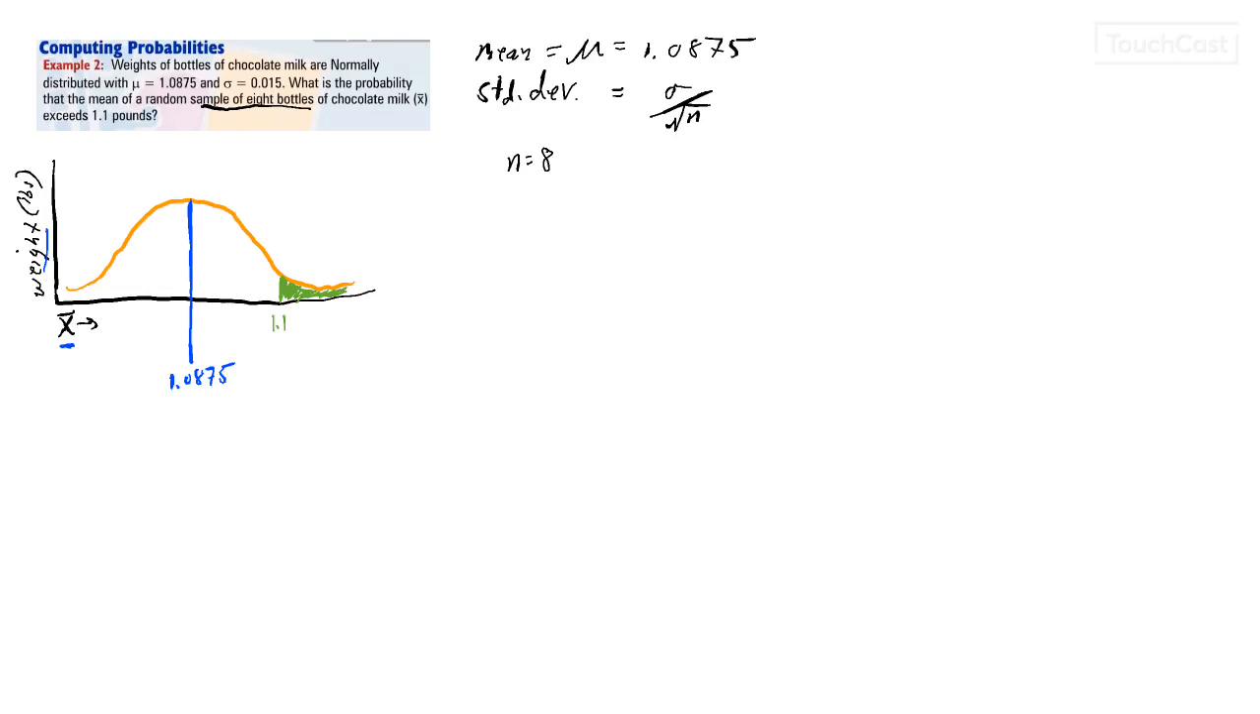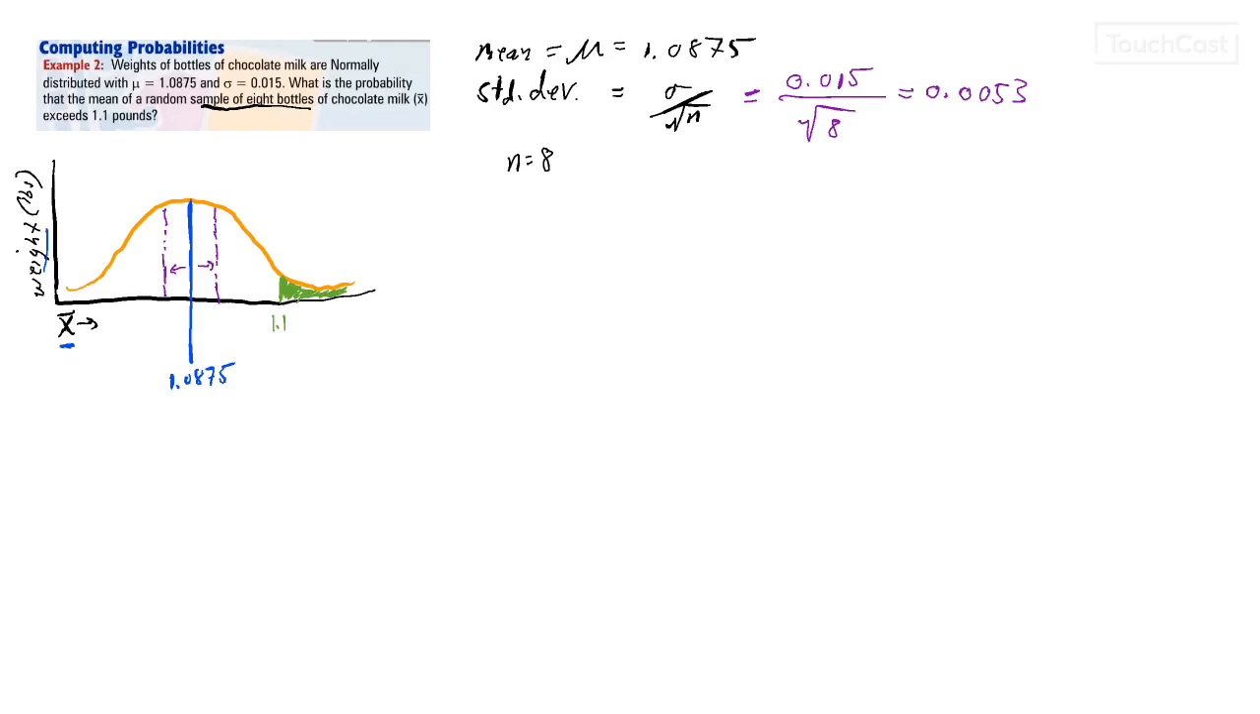So let's figure out what the standard deviation of this chart, of this sample mean is. Graphically, we're looking at this spread right here to either side, this first level standard deviation. I know that the standard deviation of the population is 0.015, and I know my n is 8, and if I do the calculation here, I should get 0.0053.